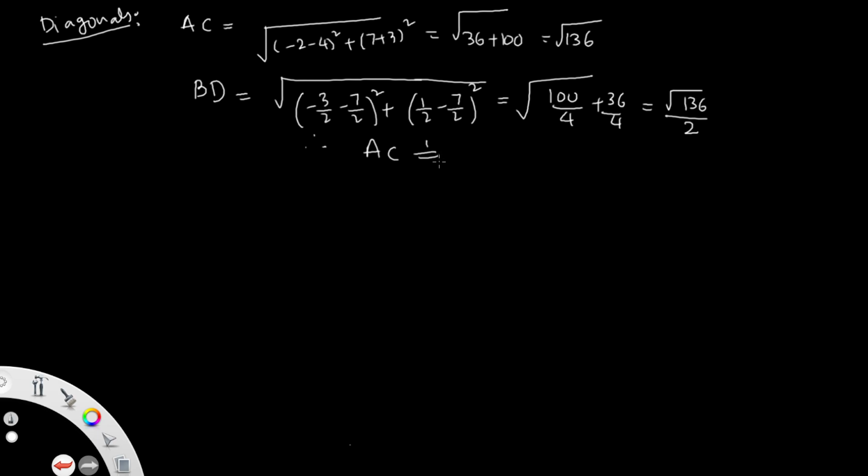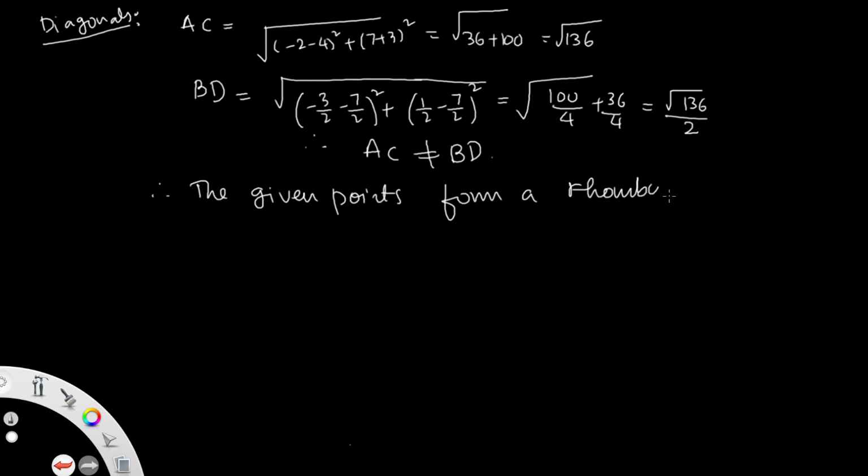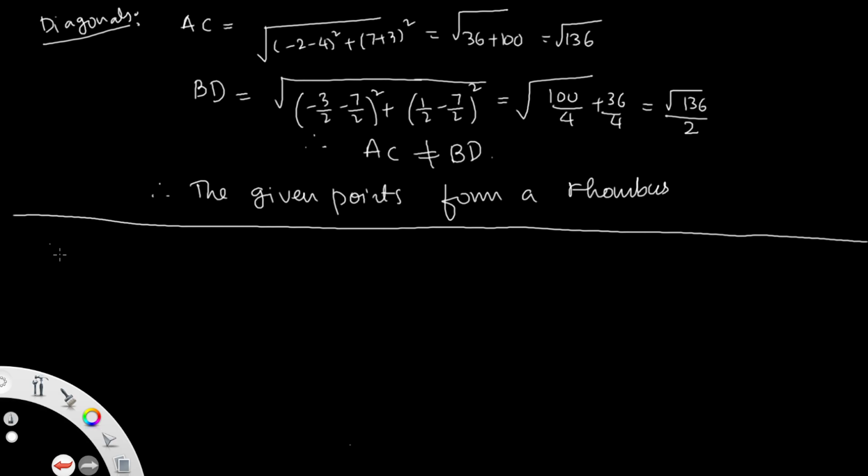Therefore we can say that the diagonals AC is not equal to BD. Therefore the given points form a rhombus. Why? Because the diagonals are not equal, but the sides are equal. So this is the second question.